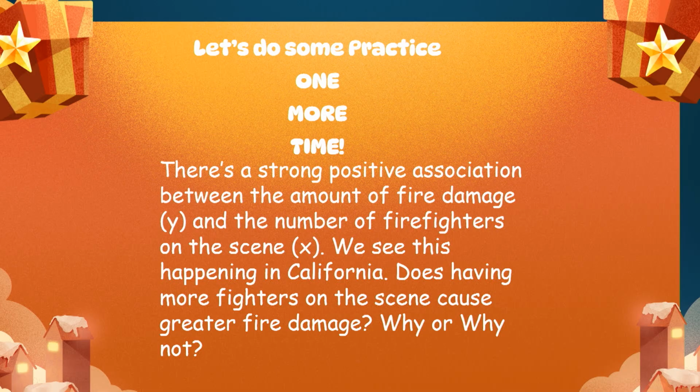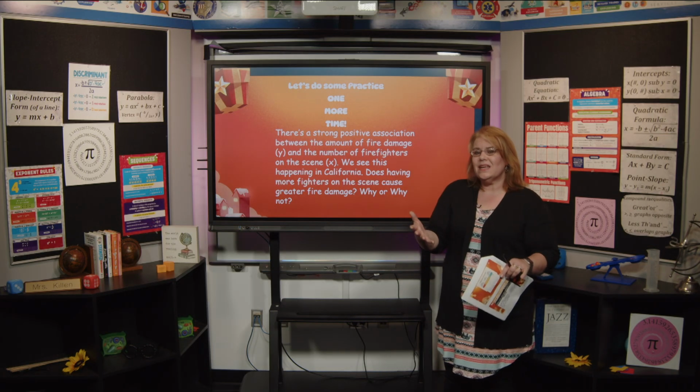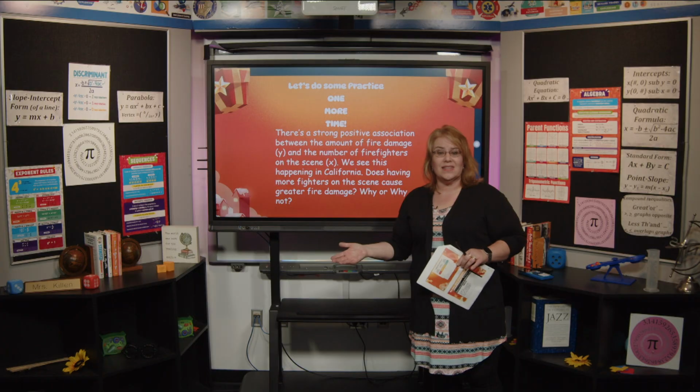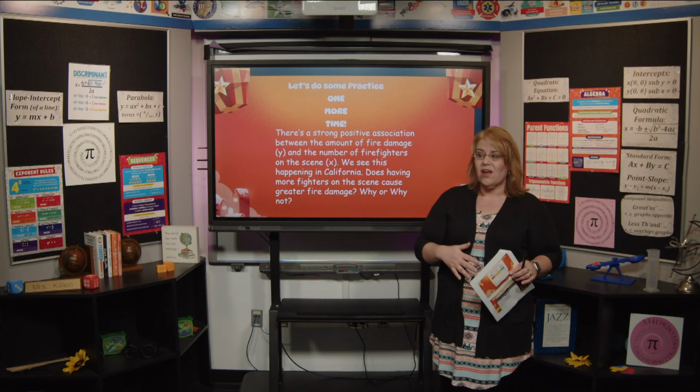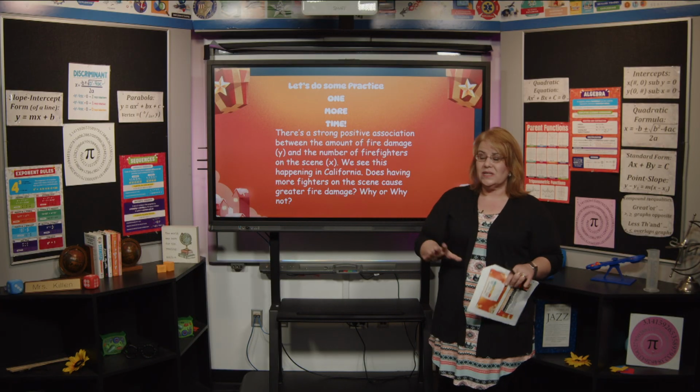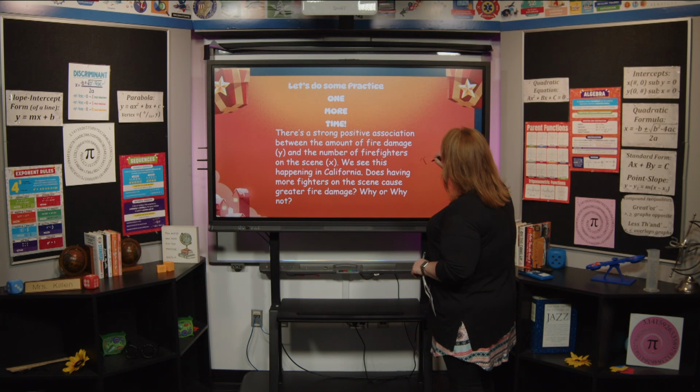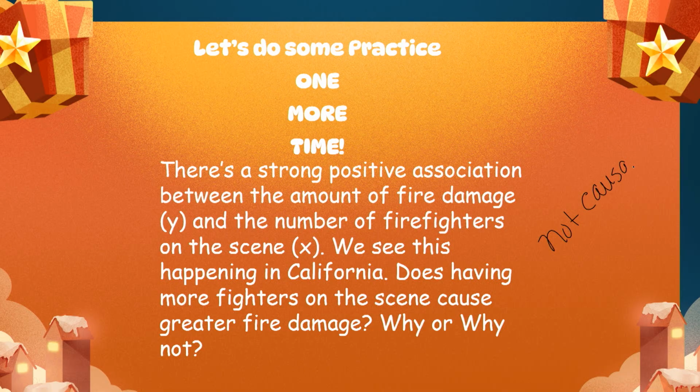Let's do some practice one more time. There's a strong positive association between the amount of fire damage, Y, and the number of firefighters on the scene, X. We see this happening in California. Does having more firefighters on the scene cause greater fire damage? Why or why not? Well, it doesn't cause any more fire damage. The fire's causing the damage. Having the firefighters there is not affecting that fire damage whatsoever. So it's not a causation. It may help not have as much, but it's not causing the damage.